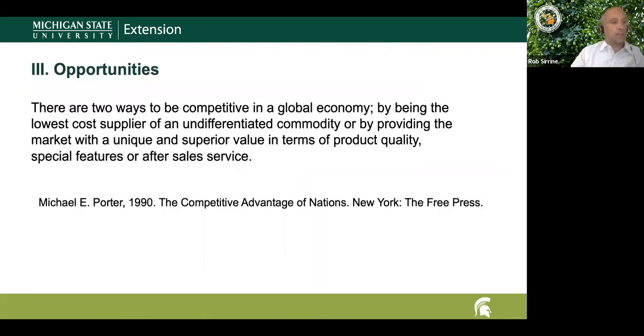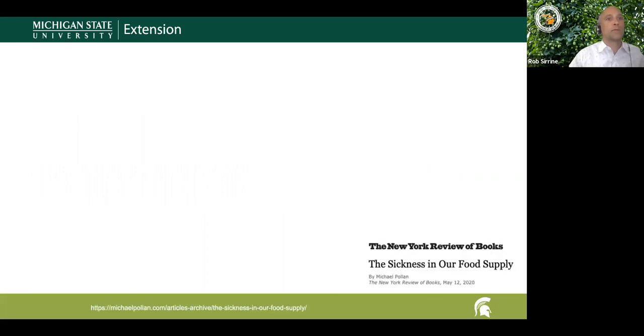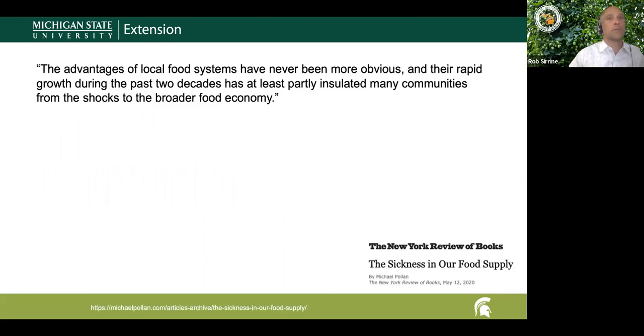So getting to hopefully a little bit more positive news. This is a fairly famous book out there, Competitive Advantage of Nations, Michael Porter. It says there are 2 ways to be competitive in a global economy: by being the lowest cost supplier of an undifferentiated commodity, or by providing the market with unique and superior value in terms of product quality, special features, or after-sales service.